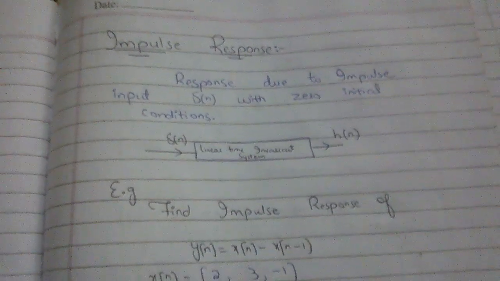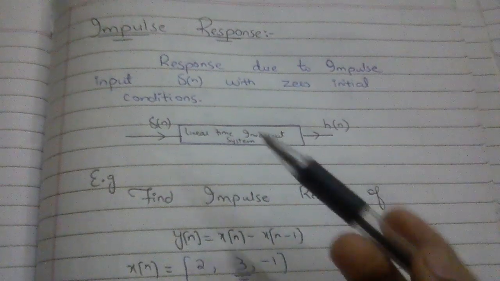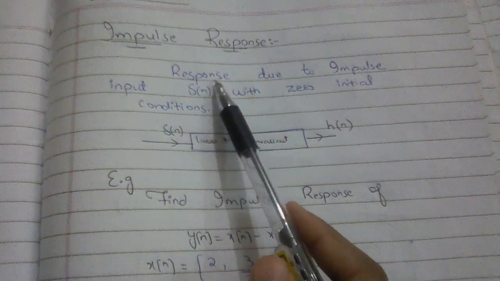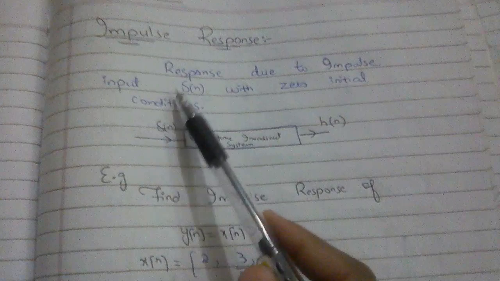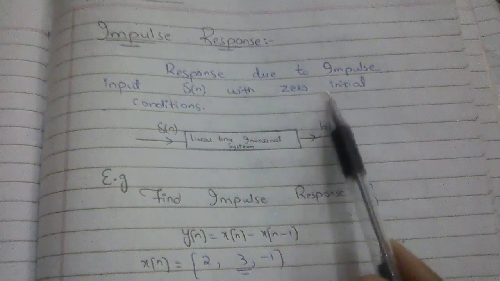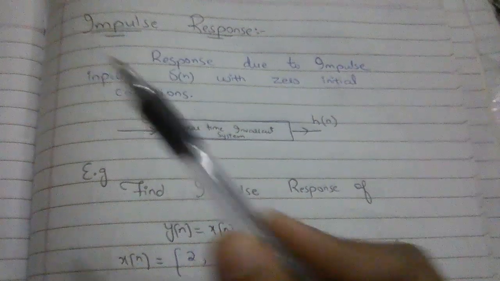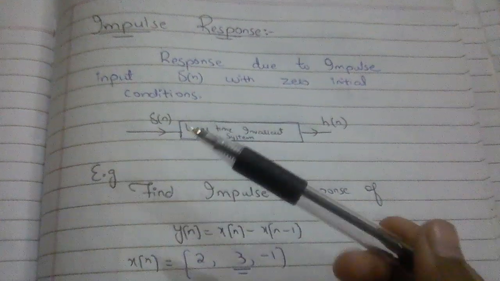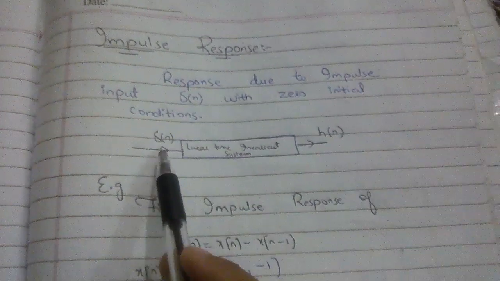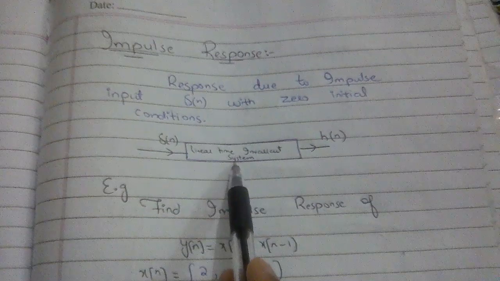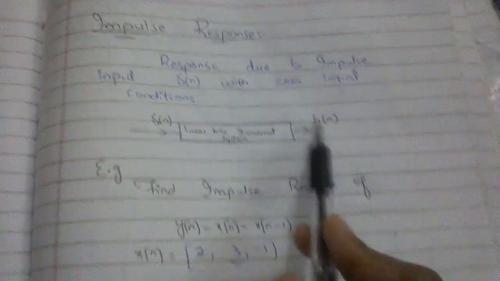Now we can find out the impulse response of the signal for any kind of input signal. First of all, discussing what an impulse response is. Impulse response is the response due to the impulse input, that is sigma of n, with zero initial conditions. Zero initial conditions mean before applying input there was nothing in the system, and this is also called relaxed conditions. And the impulse response can also be represented as sigma of n applied to the system, and the system must be a linear time invariant system, and h of n at the output.